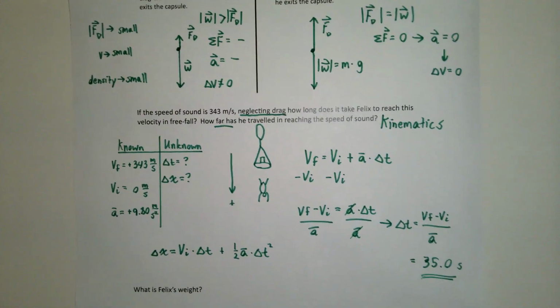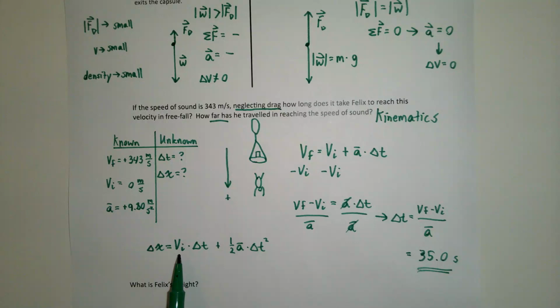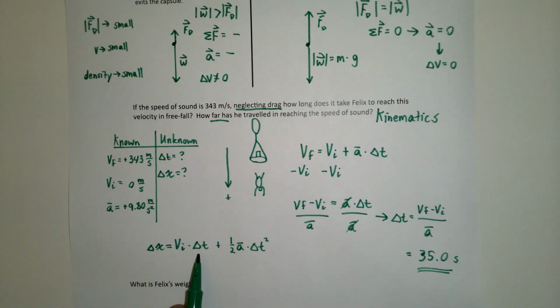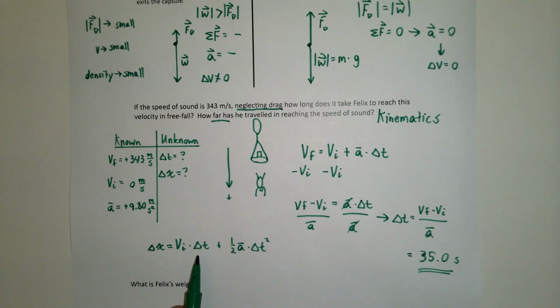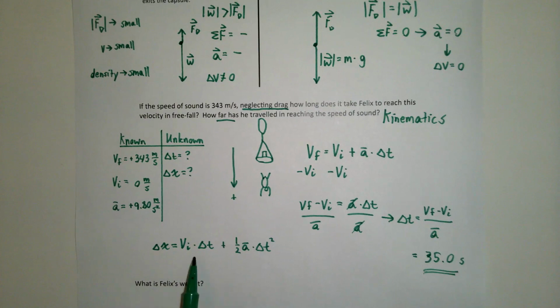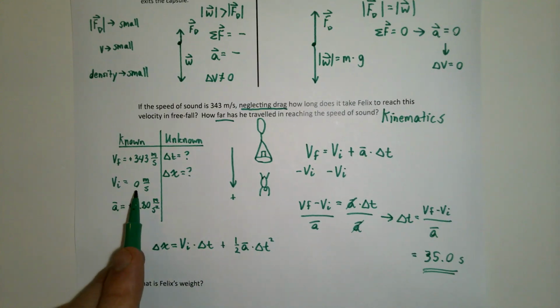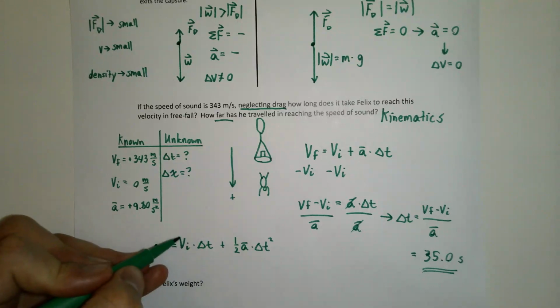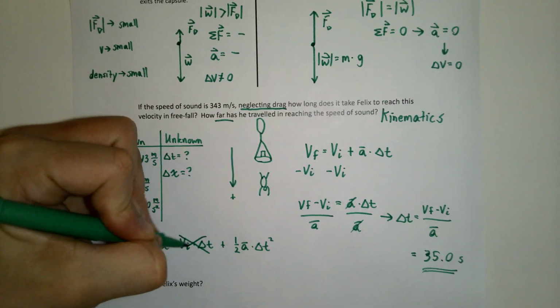Our second kinematics equation is useful because we know the initial velocity, that's 0. We know the amount of time in which he reached a final velocity of 343 meters per second. That would be in 35 seconds. We know his acceleration, and again, we know the time. This whole term here falls away because our initial velocity is 0. 0 times time is 0. So I can cross this out.